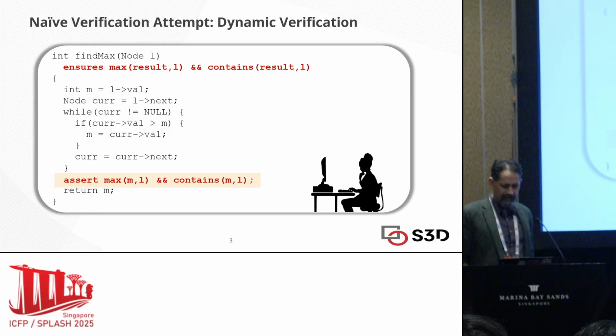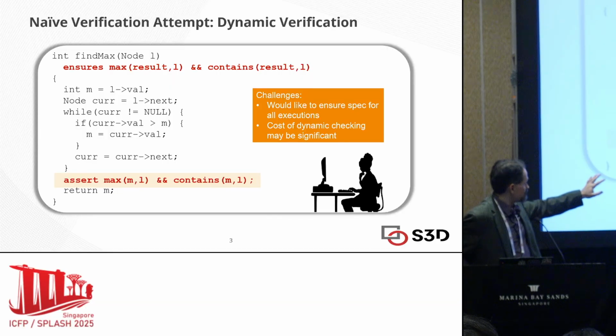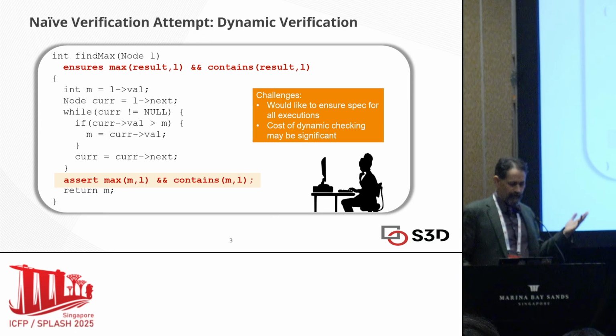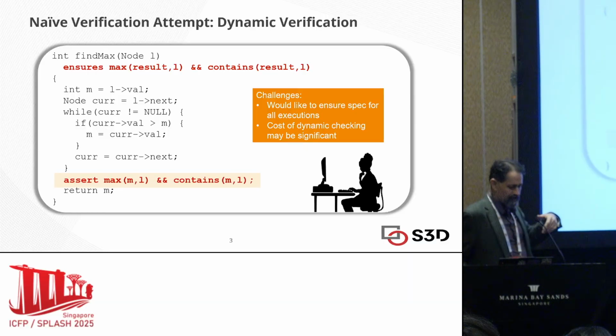And we could check this with dynamic verification, which checks it for every run. But of course, we might want to make sure that this holds for all possible runs. And of course, the cost of dynamic checking might be significant, right? In these two functions, you might imagine we traverse the list, and so we would incur an O of n overhead on checking, not even beyond what it takes to implement the function.